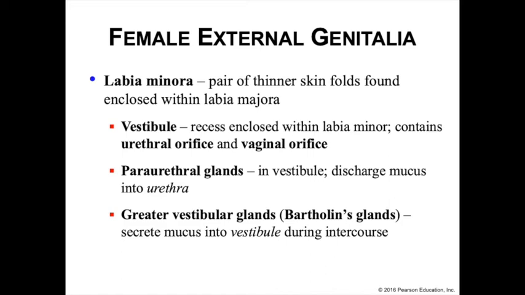Greater vestibular glands. Both the paraurethral glands and the greater vestibular glands are going to secrete a mucus that is used for lubrication during intercourse, and it's also going to help stabilize the pH coming from the male reproductive tract and going into the female reproductive tract.